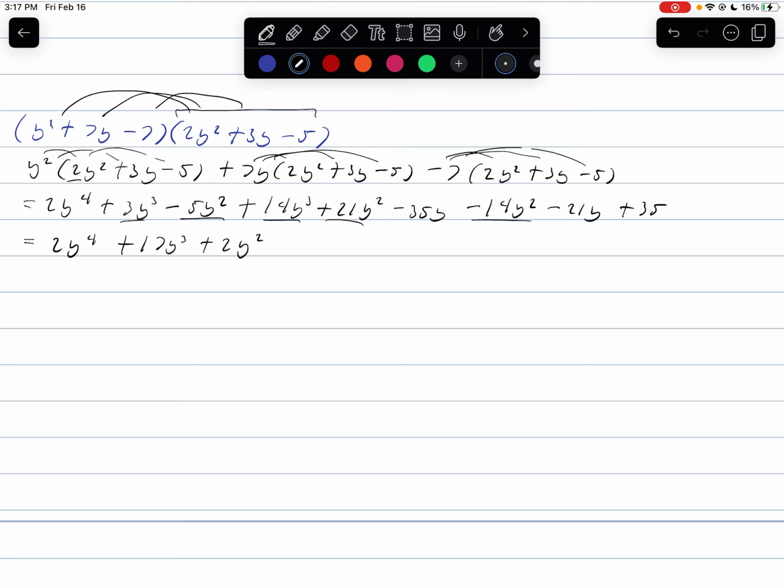Now we have minus 35y minus 21y. Okay, so that's going to give us minus 56y. And then we have, lastly, just 35. So that's going to be our final answer here for this problem.